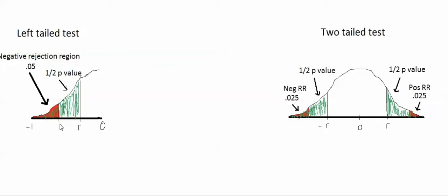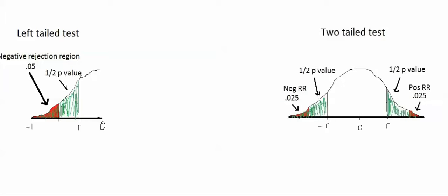So if you're reasonably confident that the correlation in the population is negative, and you're reasonably sure it can't be positive, then you could use a left-tailed test. And you have a critical value that's easier to reach.